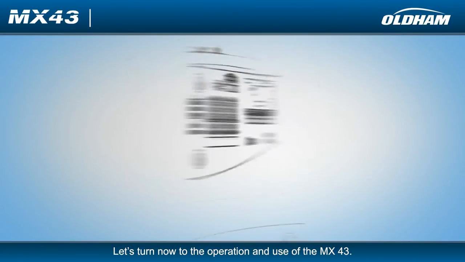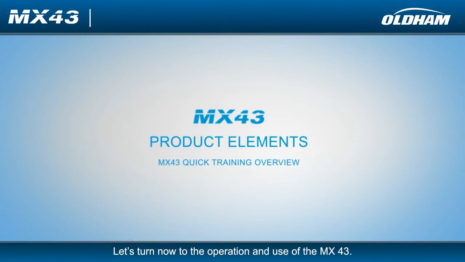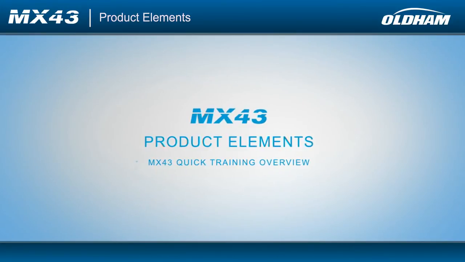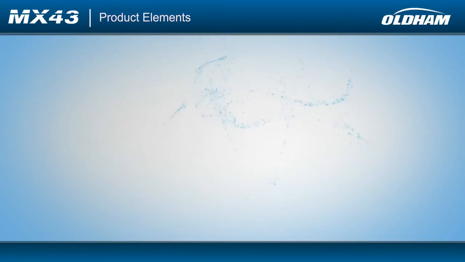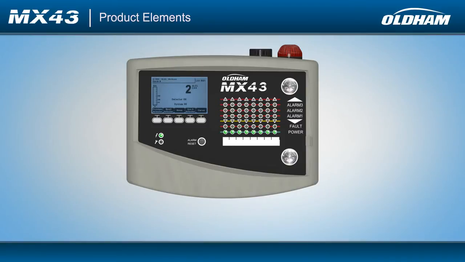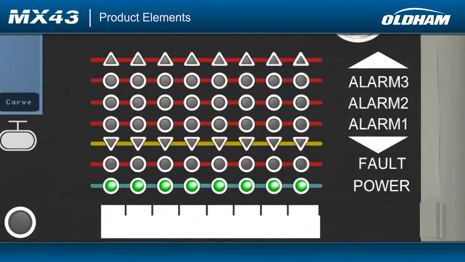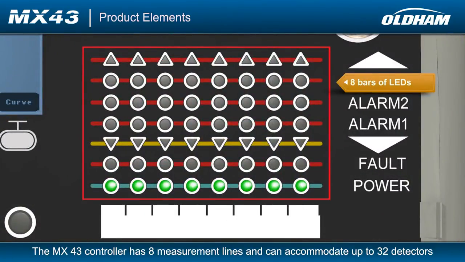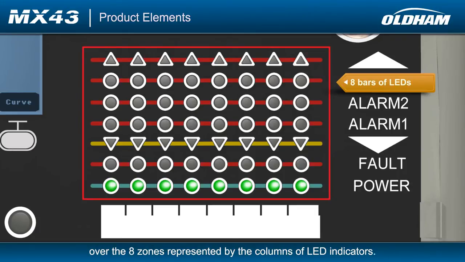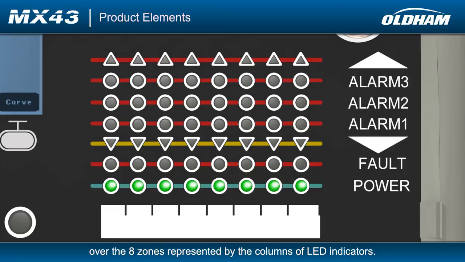Let's turn now to the operation and use of the MX43. The MX43 controller has 8 measurement lines and can accommodate up to 32 detectors over the 8 zones represented by the columns of LED indicators.